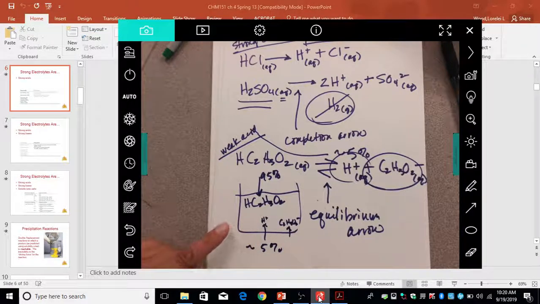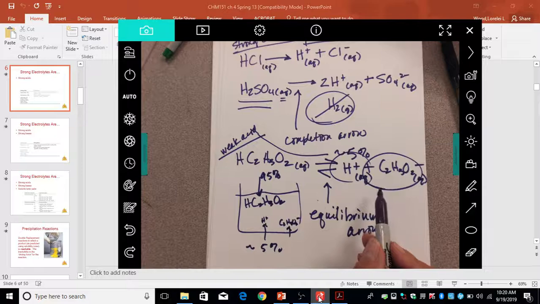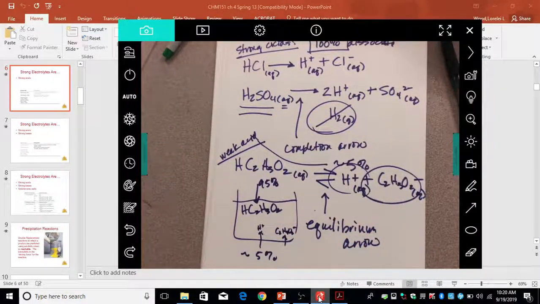So if I put a conductivity apparatus into a solution that was a weak acid, it would only glow a teeny tiny bit, because there's only 5% as many ions in solution for a weak acid as there is for a strong acid. This translates into concentration really well, and this is just a big picture ratio.